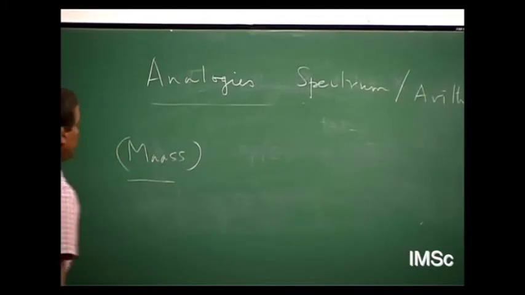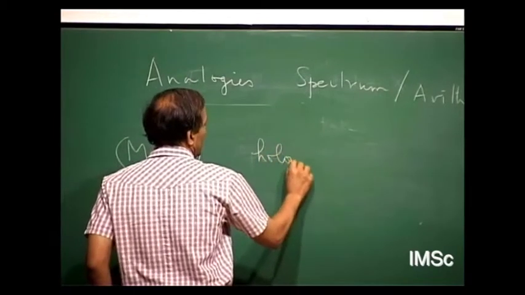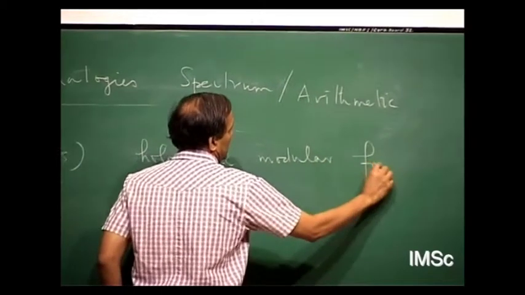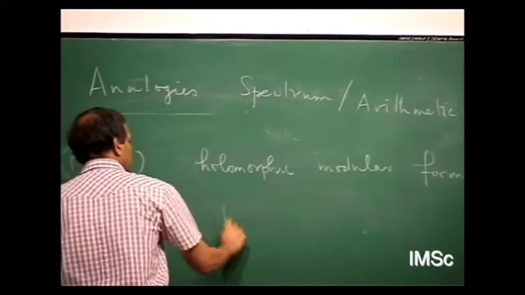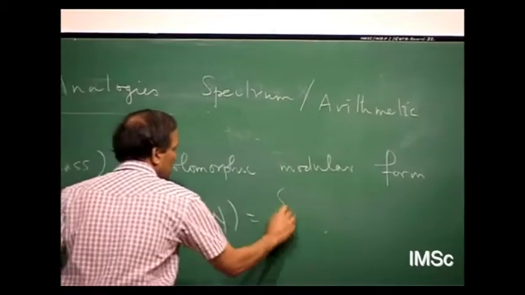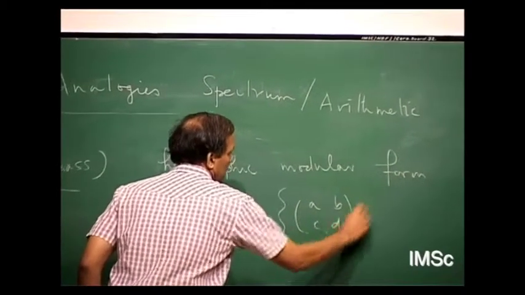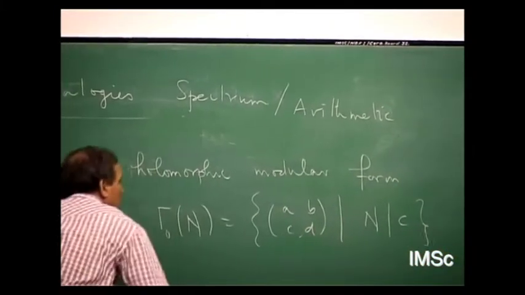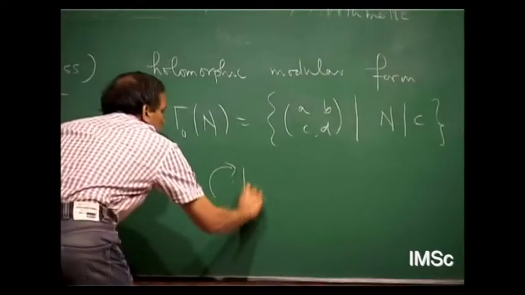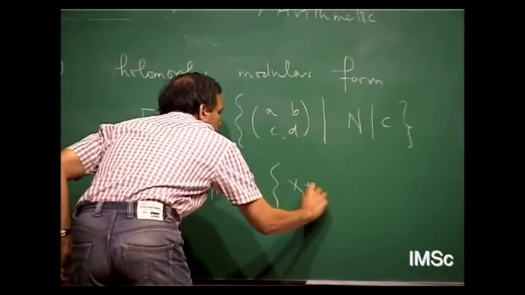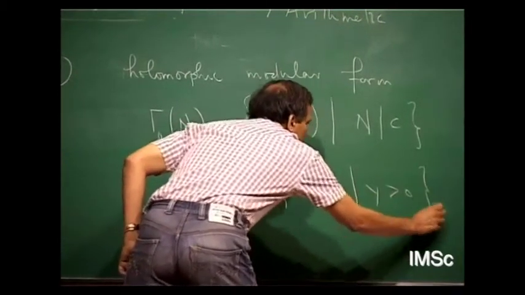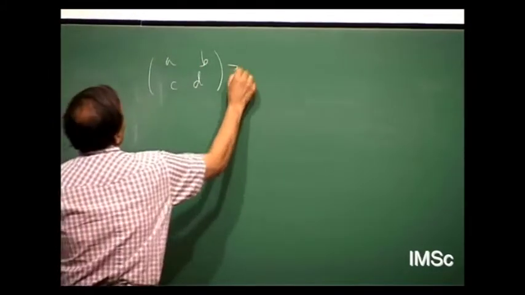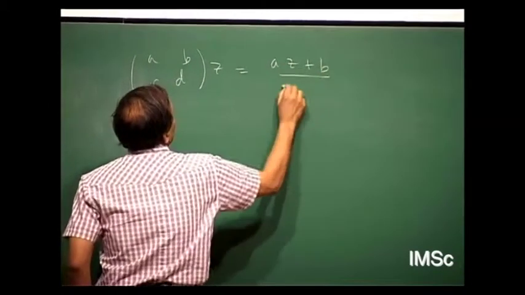Recall the notion of a holomorphic modular form. For the group Gamma_0(N), which is the set of elements (a b; c d) with N dividing c, these act on the upper half plane, which is x plus iy with y greater than 0. The action is by fractional linear transformation, so (a b; c d) acting on z is (az plus b) by (cz plus d).